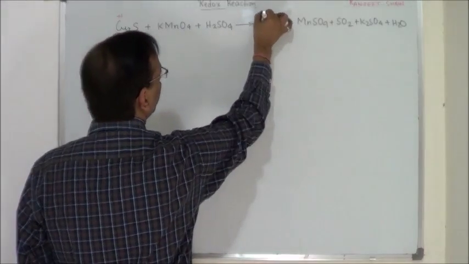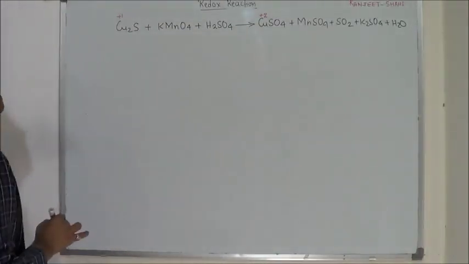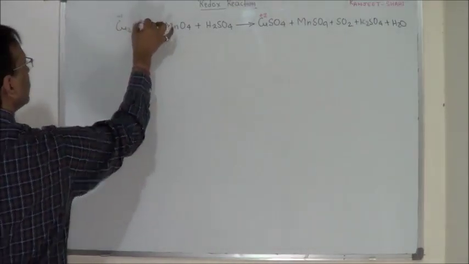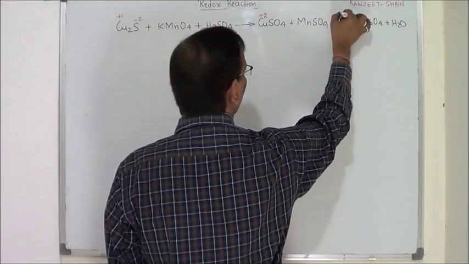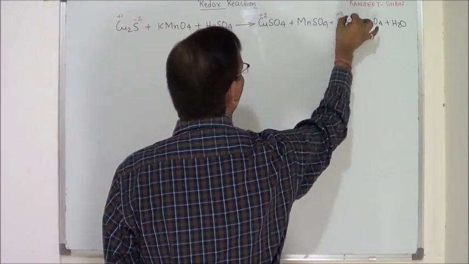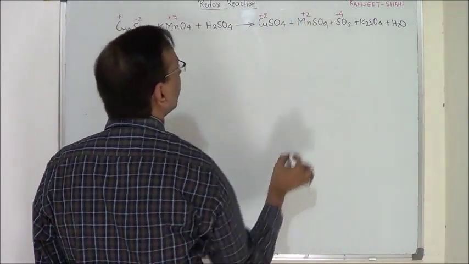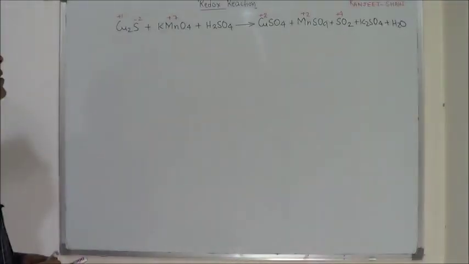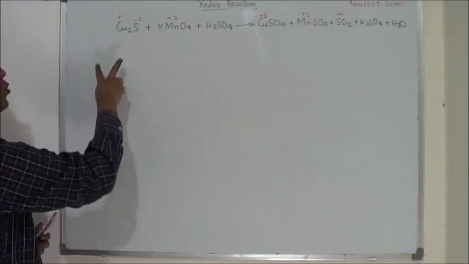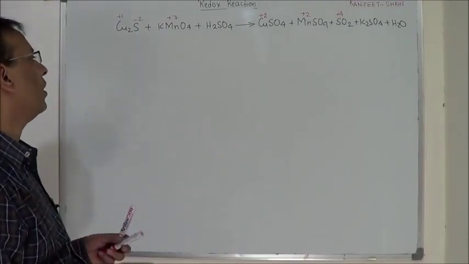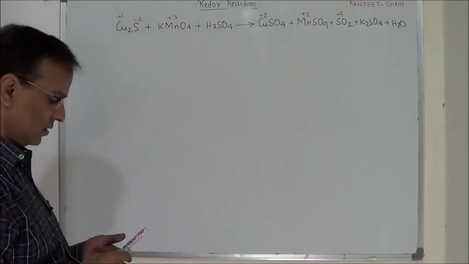What we can see in this reaction, on the left side copper is in +1 oxidation state, on the right side it is in +2 oxidation state. Sulfur here is -2. In SO2, which is the product of the reaction, it is +4. Manganese goes from +7 to +2. So in this cuprous sulfide, both copper and sulfur are getting oxidized. Two elements are getting oxidized, whereas manganese alone is undergoing reduction.